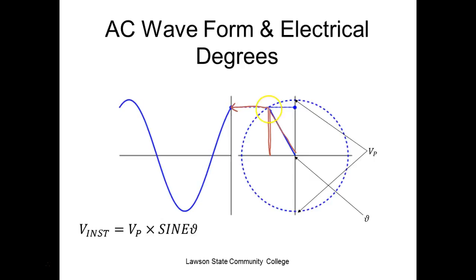Now I know the length of this, so that would be equal to this voltage right there. So if I was looking at this waveform, let's say that's 170 volts, then what would it be right here? Well, I know that this right here would be equal to 170, right? The length of that. And it always forms a right triangle.